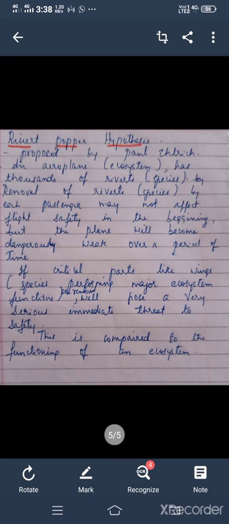the plane will become dangerously weak over a period of time. If critical parts like wings, that is species performing major ecosystem functions, are removed, it will pose a serious immediate threat to safety. If we remove the main parts from the aeroplane, it cannot fly. In the same way, if the main species which perform a major duty in the ecosystem are removed, the ecosystem will be destroyed. This is compared to the functioning of an ecosystem. This was asked once or twice till now for 3 marks.